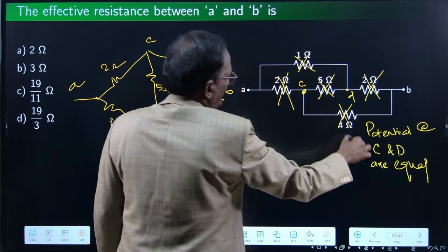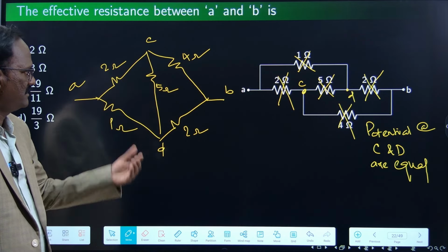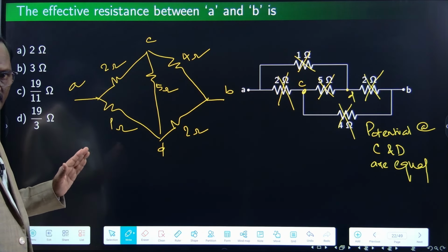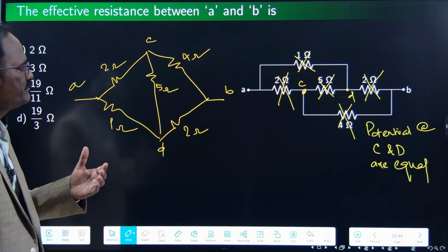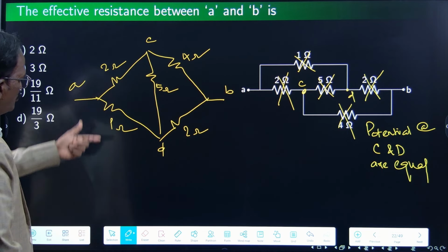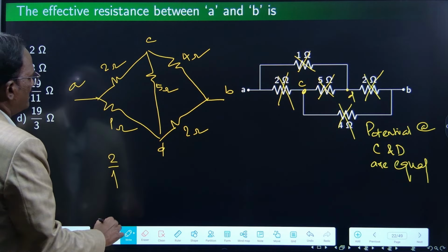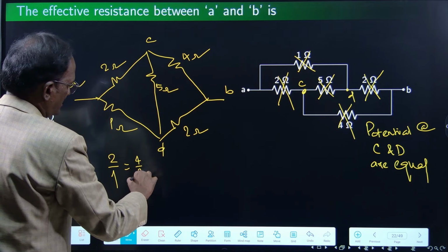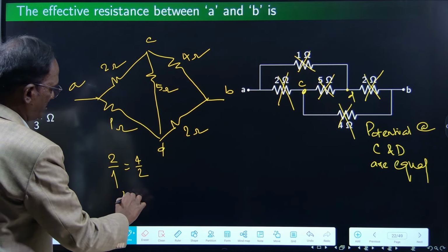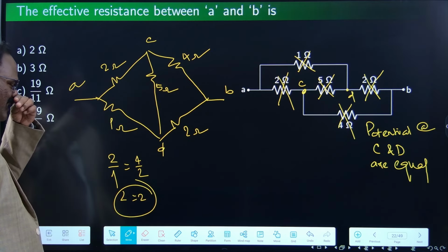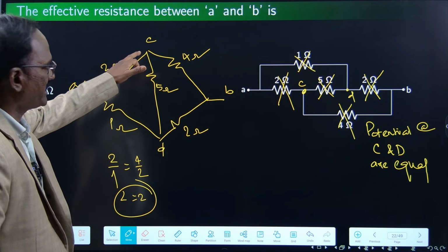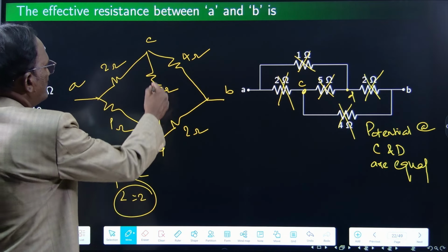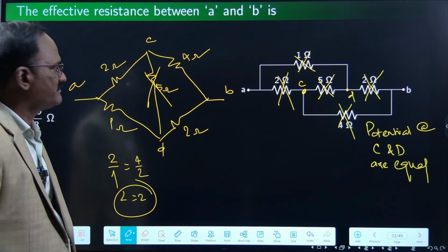Yes. Now we have redrawn it. It is looking like a Wheatstone bridge. Next, we have to find whether it is a balanced or unbalanced Wheatstone bridge. This ratio 2 by 1, P by Q, must be equal to the other side, 4 by 2. Yes, 2 by 1 is 2, 4 by 2 is 2. Balanced one. If it is balanced, the potential between C and D is 0. So we can remove the center resistor from the picture.